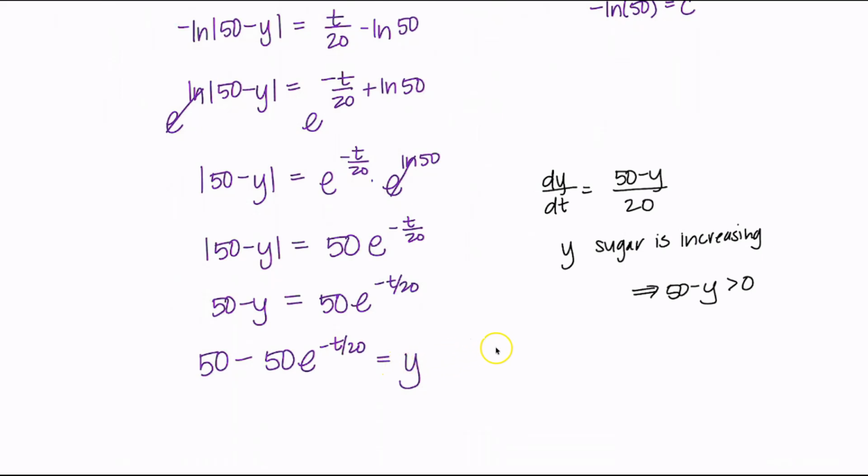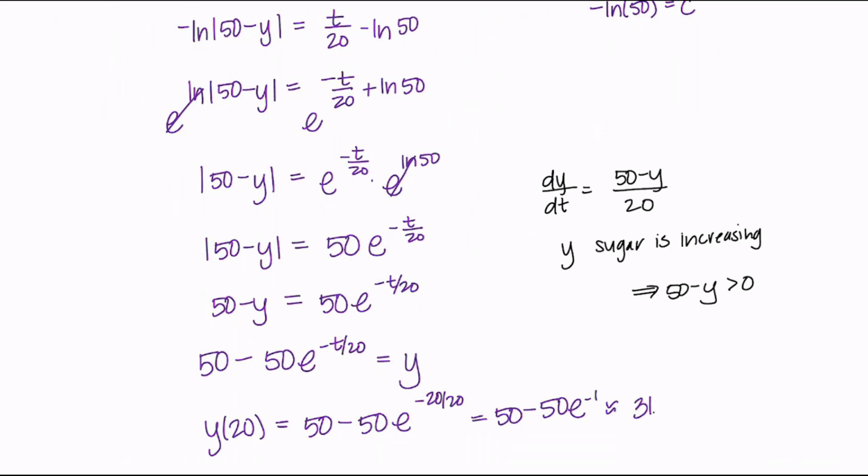What did we want? The amount of sugar after 20 minutes. So we want y of 20. So 50 minus 50e to the negative 20 over 20. Well, that's nice, right? So 50 minus 50e to the negative 1. And if we substitute that into a calculator, we get approximately 31.6 pounds of sugar after 20 minutes.